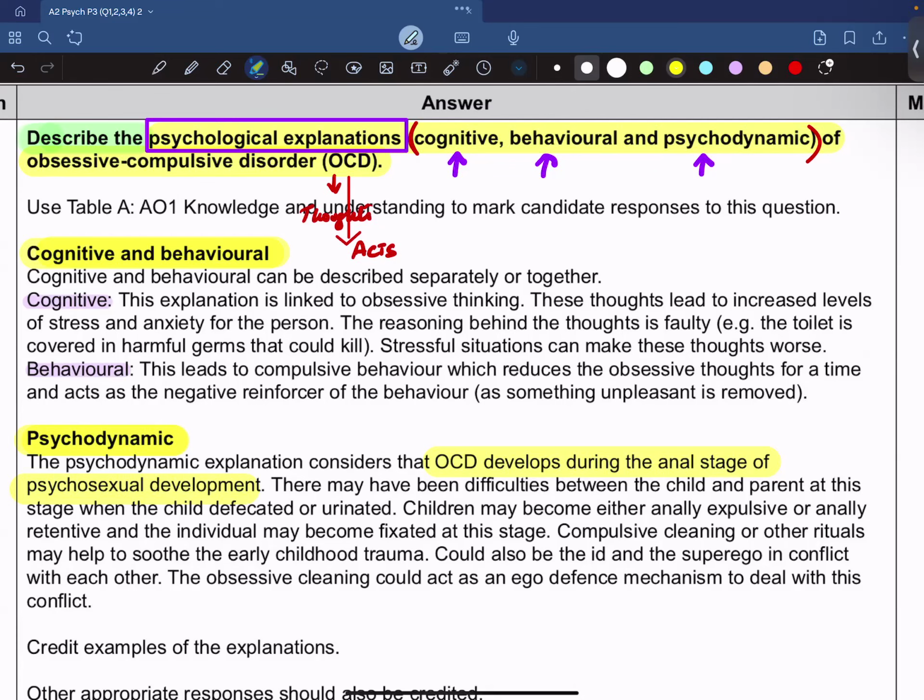Now, this is a defense mechanism that we're talking about. Defense mechanism. This again is referring to the psychosexual stages of development.